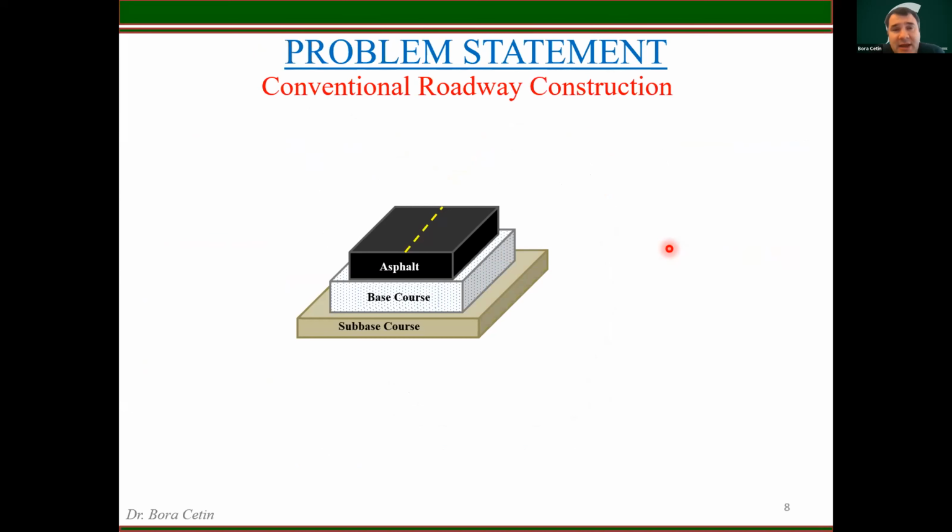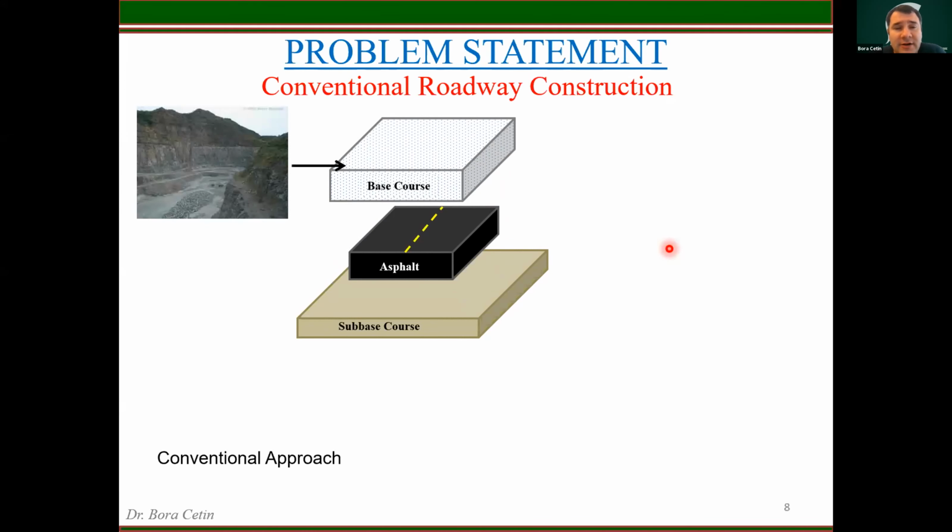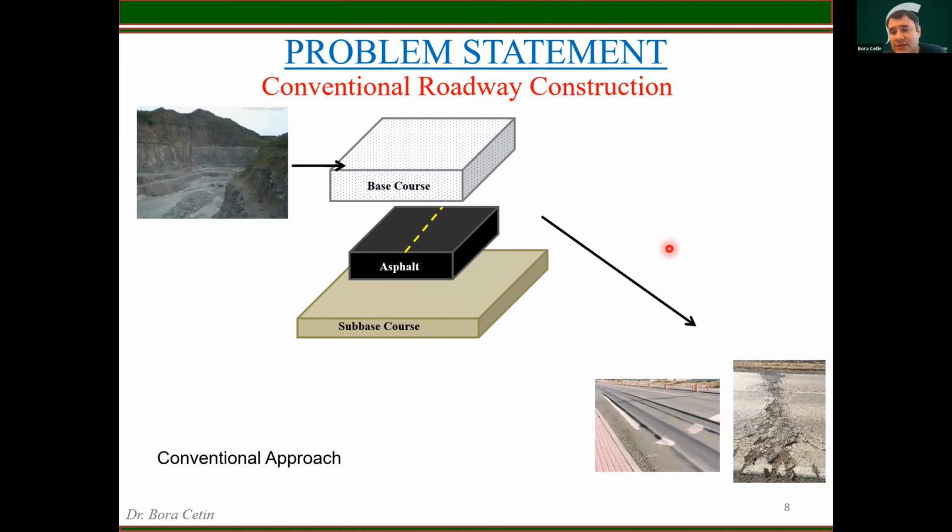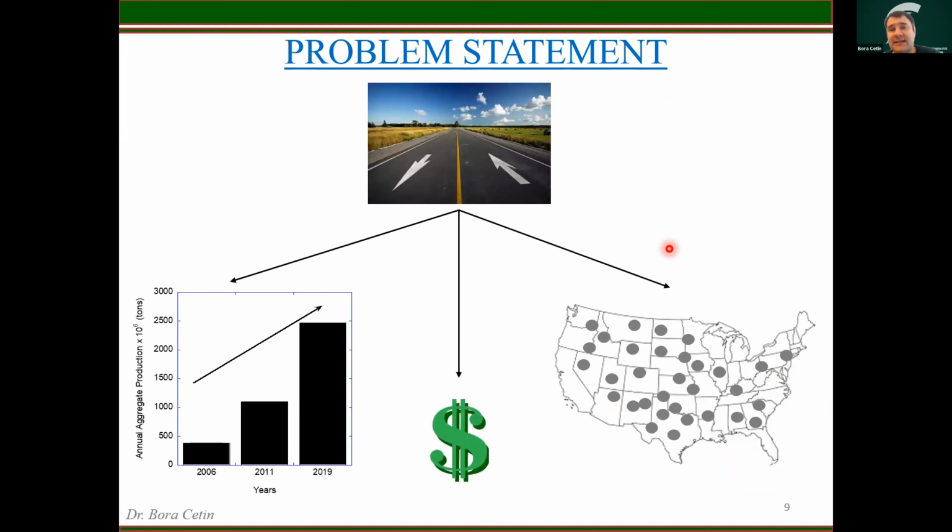This is a typical schematic diagram of a conventional roadway construction. You have an asphalt layer or concrete layer, and then you have a base course and sub base. Typically, base courses are built with conventional aggregates that you excavate and mine from aggregate quarries. And even then, the pavements most of the time fail prematurely, because that depends on the quality of the aggregates that you collected and mined. And these are natural resources, and high-quality aggregates and natural resources are depleting every year. And that's another challenge.